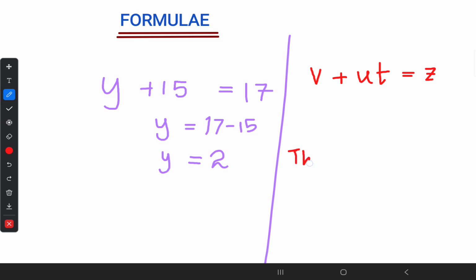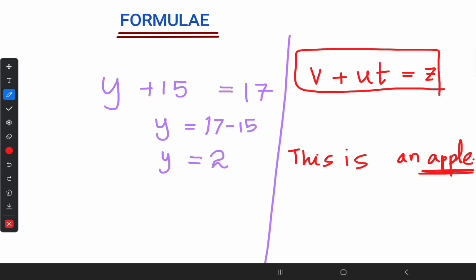Okay, this is an apple. This is an apple. What is the subject in this sentence? Here, apple is the subject. Likewise, in here also you have to make a particular algebraic value the subject.